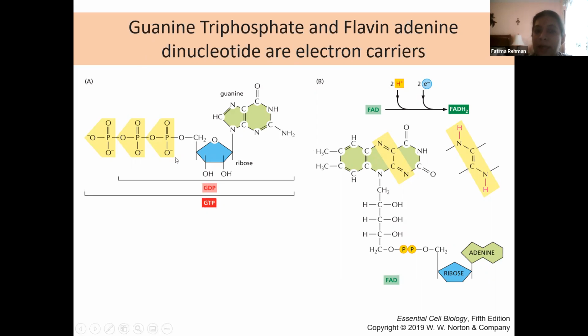It is normally seen as a GDP. When activated, it adds that additional phosphate to create a GTP. In an FADH molecule, you will see that the FADH2 activates once it requires 2 electrons and 2 protons input to create the FADH2, the activated molecule, that is then taken in by the inner matrix of the mitochondria to the electron transport chain.